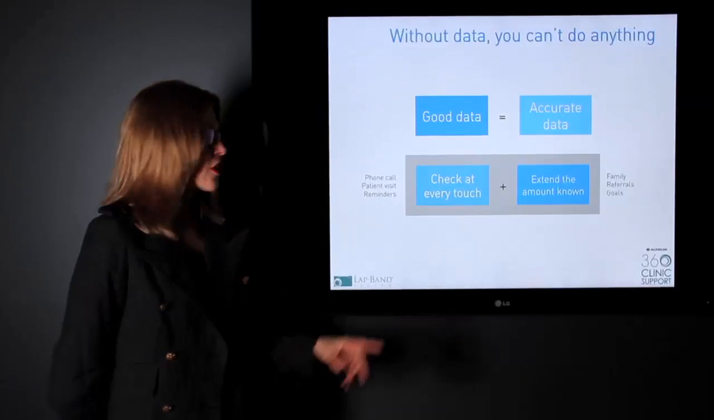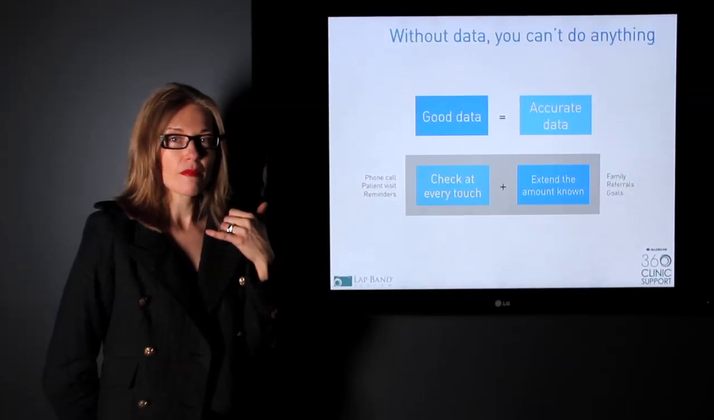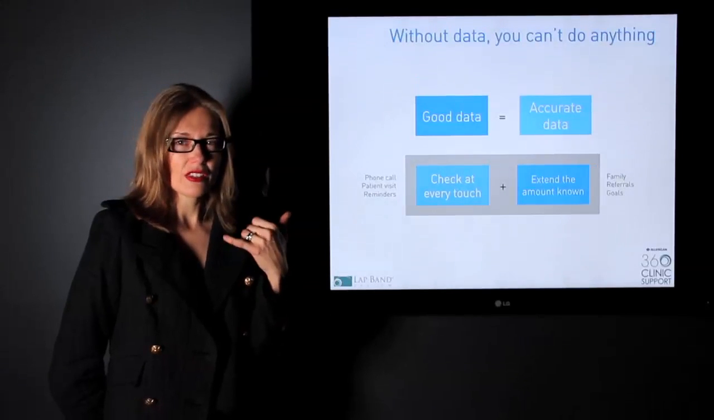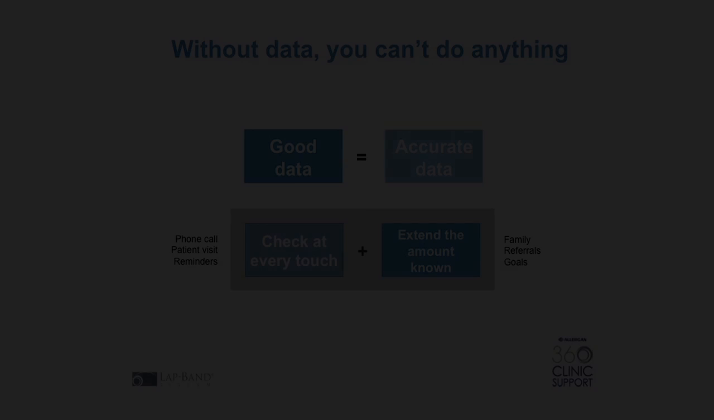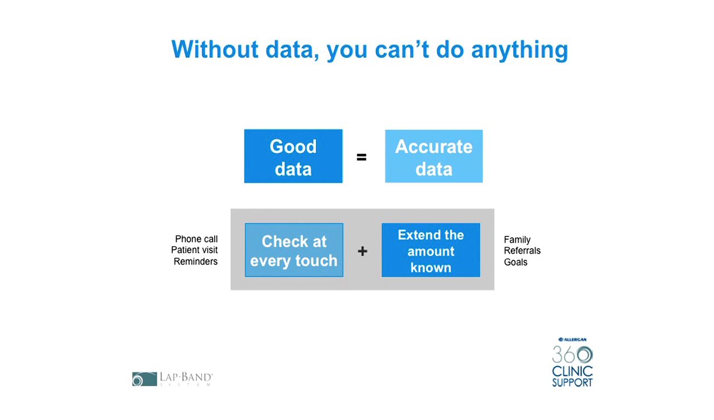Check at every touch. So every time the phone rings, every time someone makes an appointment, check that you do have their mobile number, check that you have their email address and make sure that it is correct. Also ask them how they want to be communicated to. Some people do get a little bit funny about email or even via the phone just because they're not sure of who's going to be around them when they're receiving it.